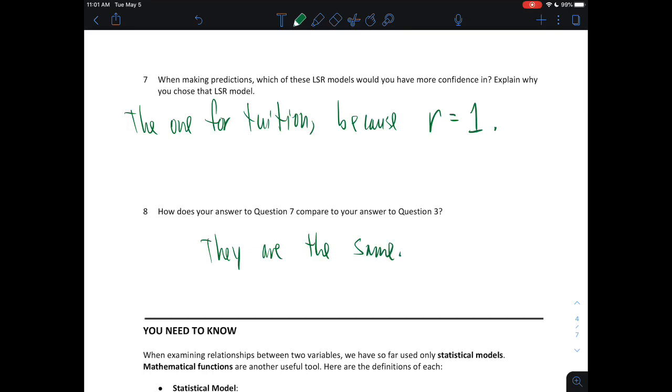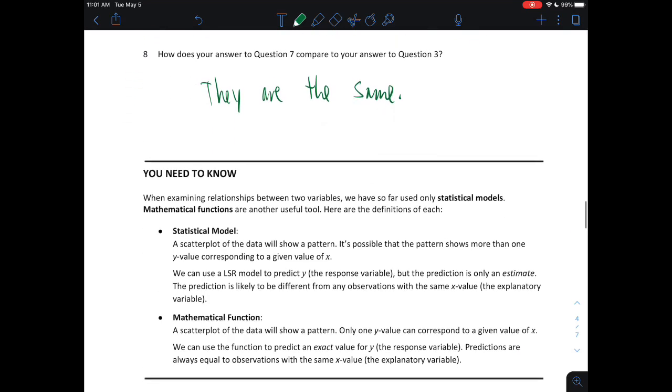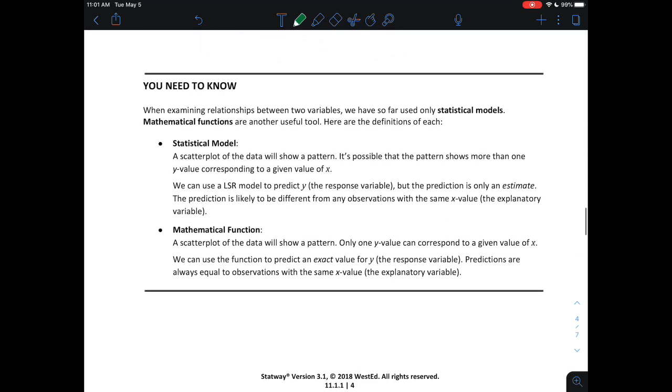So this was a big review of something that we saw in Module 3. And now we're going to see how this applies to what we're looking at in this module. You need to know, when examining relationships between two variables, we have so far used only statistical models. That's what we've been doing for 10 modules, just looking at statistical models, which means models that are based on data. Now we're going to look at what are called mathematical functions. Mathematical functions are another useful tool.